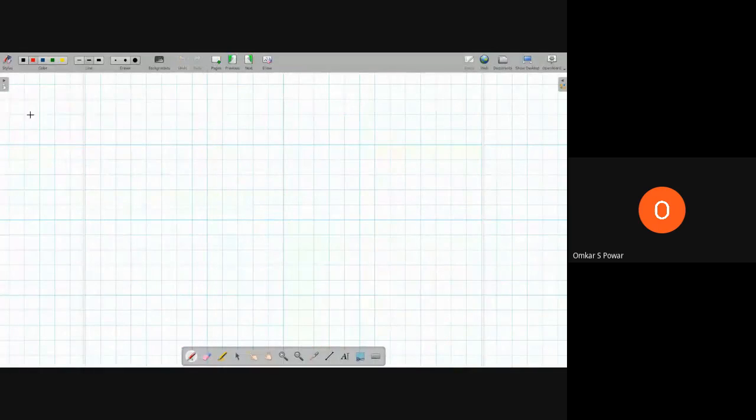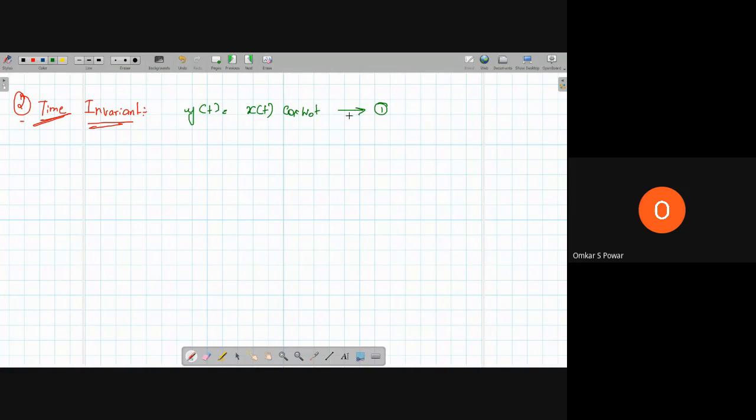The second property is time invariance. To solve this problem, we will again write the question first. So what is the question? y of t is equal to x of t into cos omega naught of t. Give this as equation number 1. There is a step-by-step procedure you have to follow. Slowly you can understand.